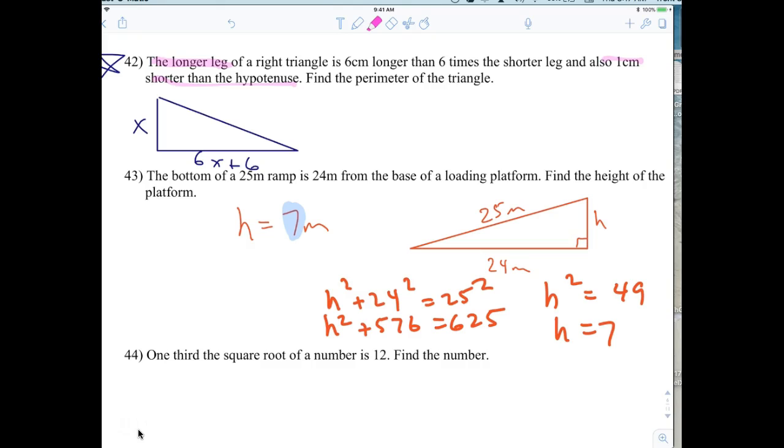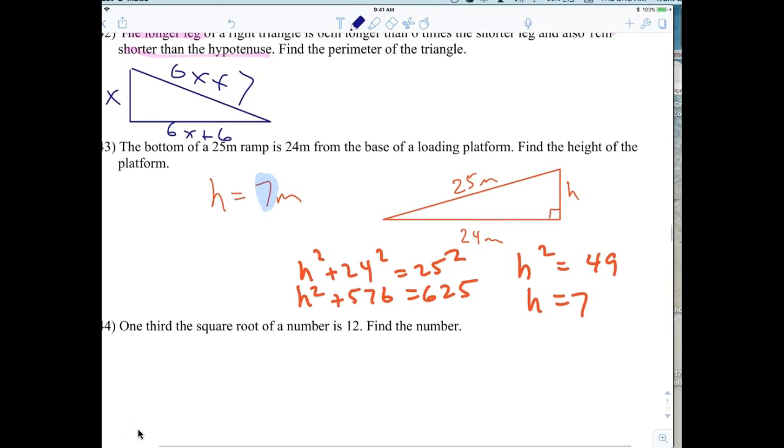6x plus 5. Anybody else? 6x plus 7. Right? Because the longer leg is 1 centimeter shorter, so that means the hypotenuse is 1 centimeter larger. Does everybody hear me on that? So the hypotenuse would have to be 6x plus 7. Are you okay with that? You sure? Now the relationship between all 3 sides.